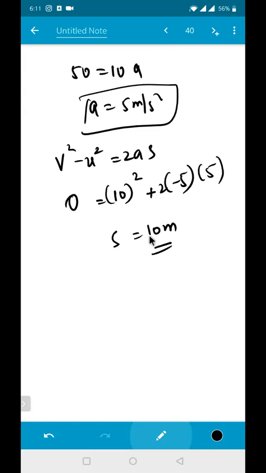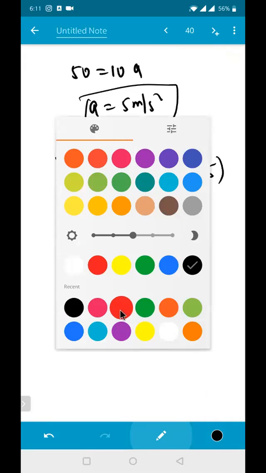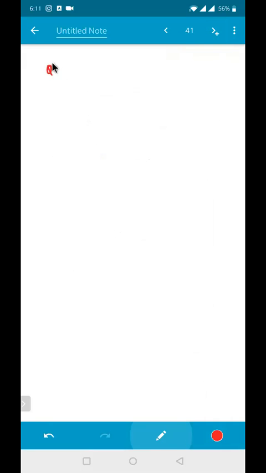Clear? So such types of friction concepts, small conceptual questions, you should also be able to do. That is very important for the given questions. Sure. Even you try this question. Tell me the answer. Find out the acceleration of the block.